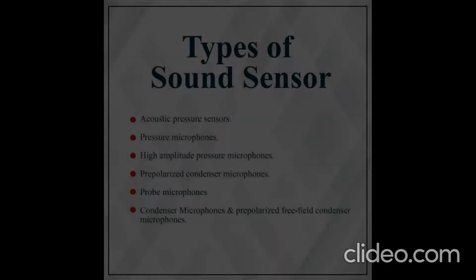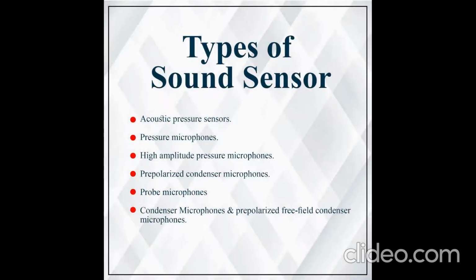So, let us see now the types of sound sensors. It includes first, acoustic pressure sensors, second, pressure microphones, third, high amplitude pressure microphones, fourth, pre-polarized condenser microphones, fifth, high amplitude pressure microphones, sixth, probe microphones, seventh, condenser microphones and pre-polarized free-field condenser microphones.